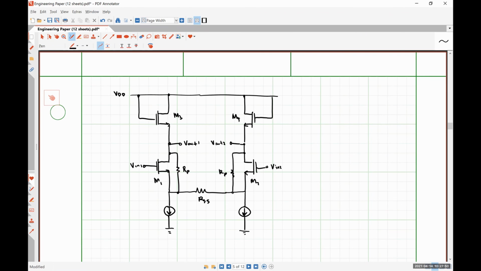All right, so let's break this thing down into digestible chunks. What is happening with M3 and M4?